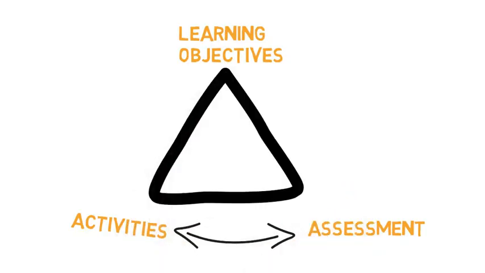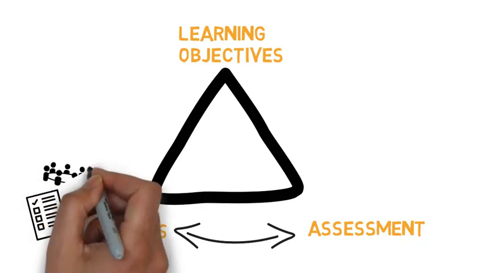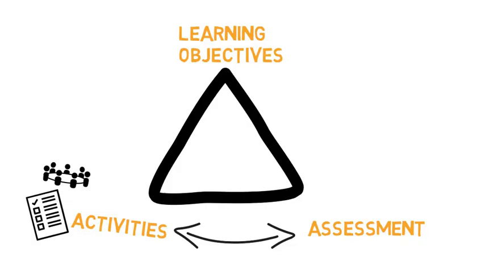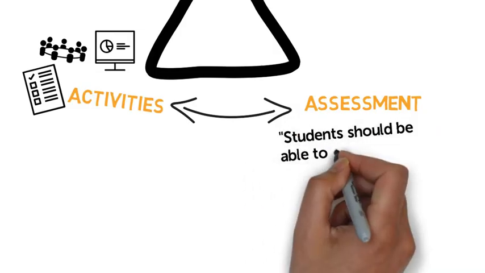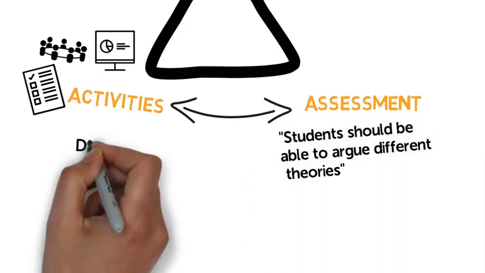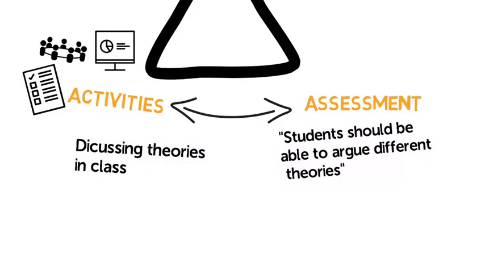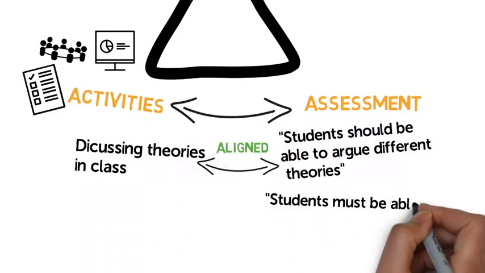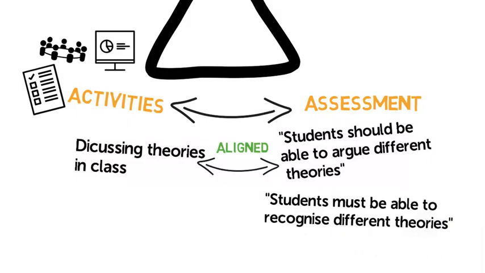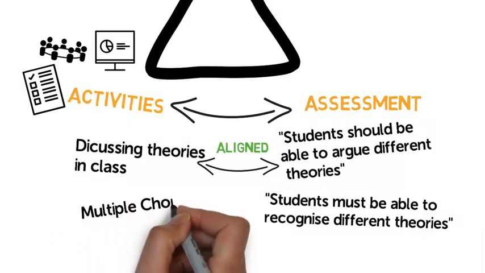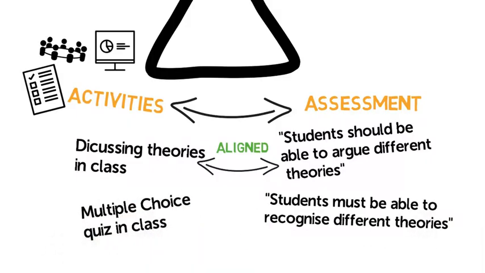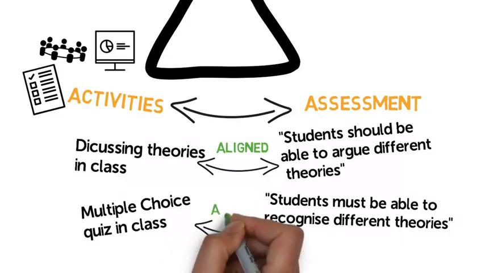Think about it. What kind of teaching activities will help students to prepare them well for the assessments? Which activities allow them to practice the skills they need to master? When the assessment requires that students argue certain theories, then a discussion in class about these theories can be very helpful for their learning process. When students need only to be able to recognize different theories, you could do a multiple choice quiz in class and discuss the answers to prepare them for the multiple choice exam at the end of the course.